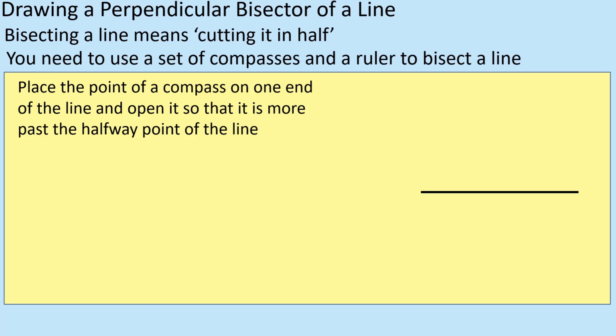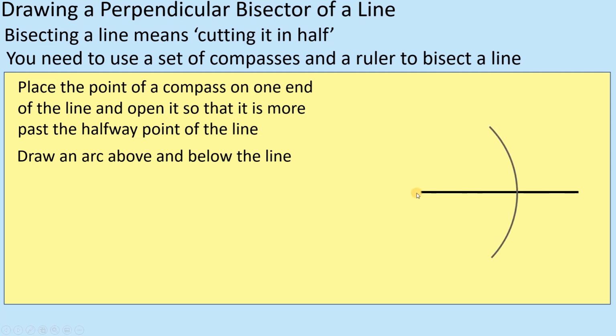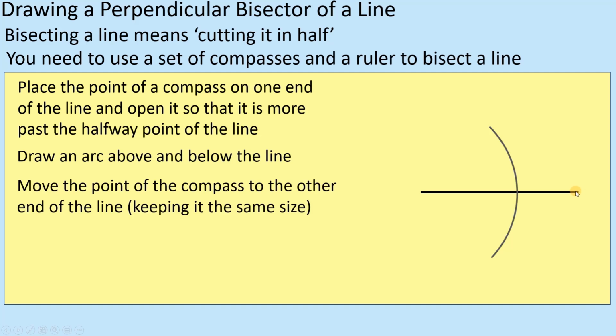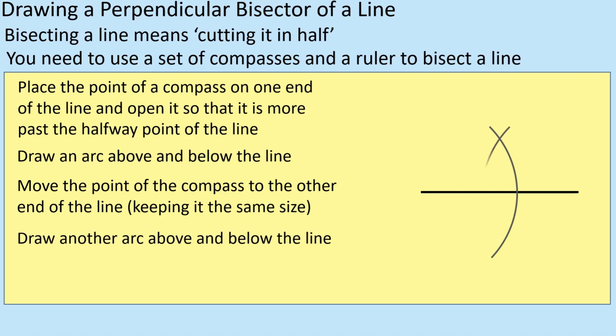If you've got a line and you're looking to bisect it, you're going to put the compasses at one end of the line and open up so it's past halfway. So I'm going to put my compass point here, extend it so it goes past halfway, and then draw an arc. Keeping it the same length, you're going to put it on the other side over here and draw another arc with the same distance. So what you should have is something looking like that to start with.